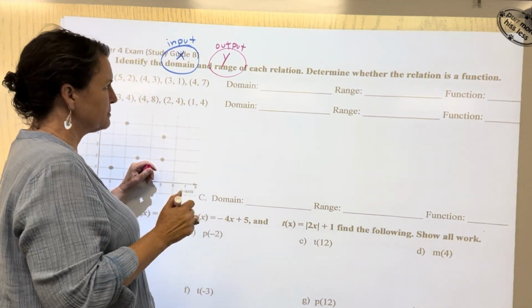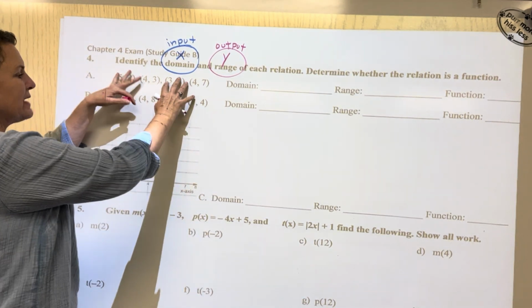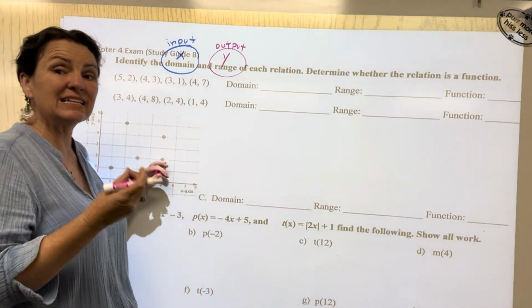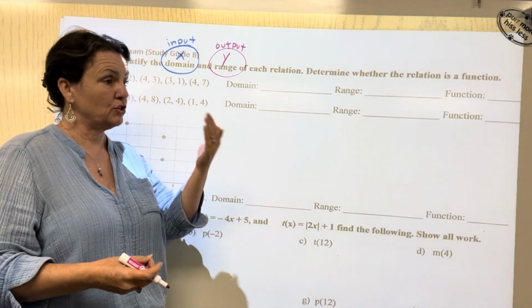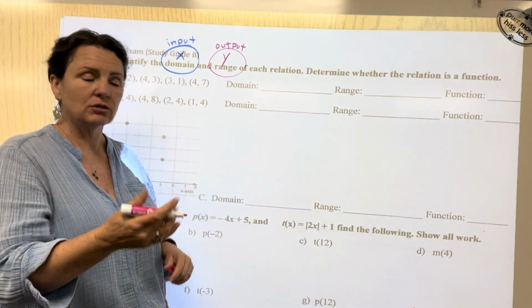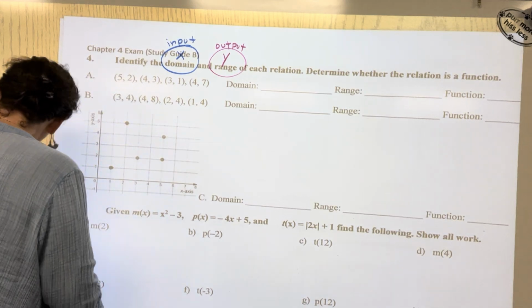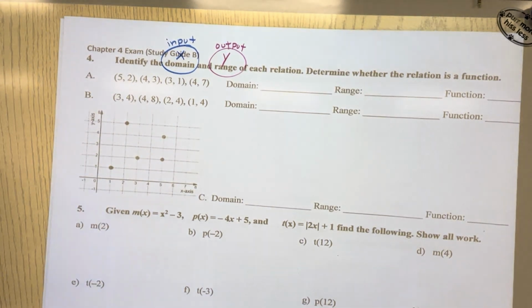Whew, that's a lot, Miss Miller. I know. And so it's asking you, if I give you points or a graph, can you identify these key pieces? A domain and a range. Well, you're like, whoa, that's a lot of information there.